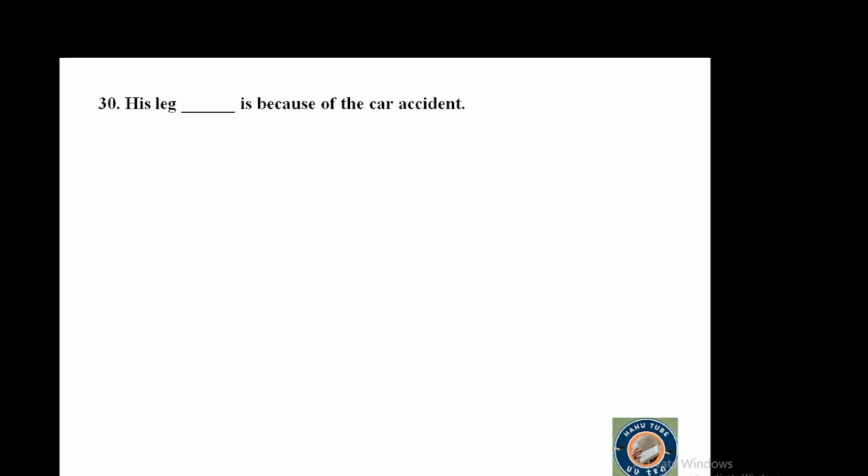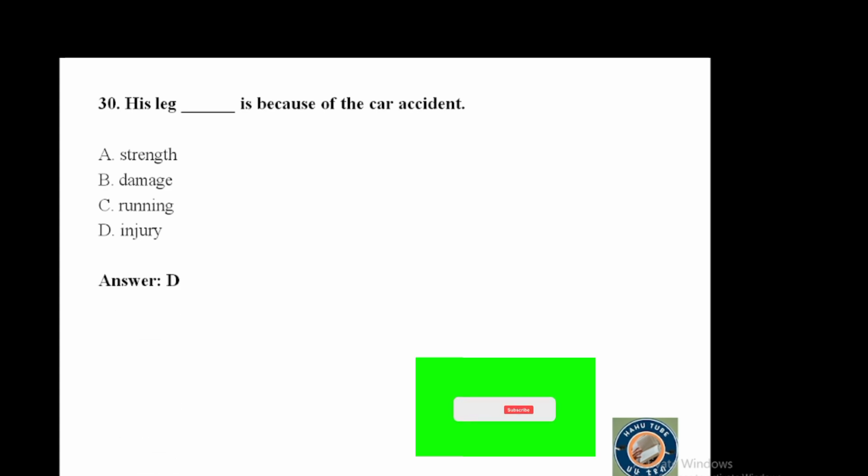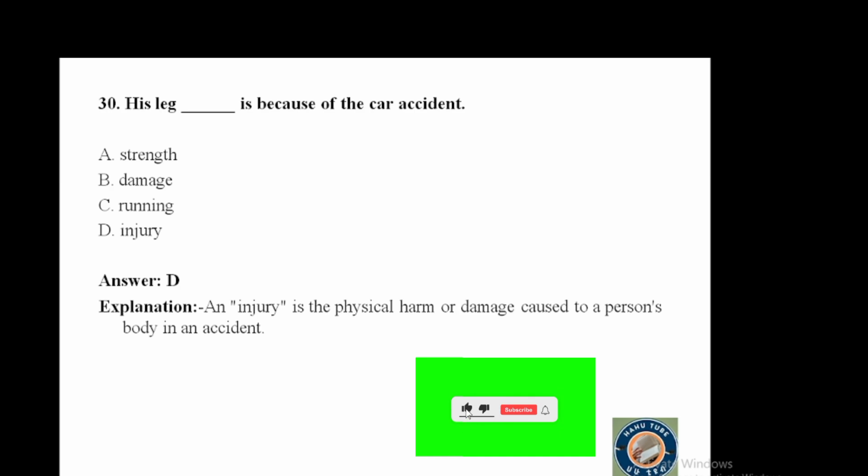Question number 30. His leg blank is because of the car accident. A. Strings. B. Damage. C. Running. D. Injury. The answer is injury. An injury is the physical harm or damage caused to a person's body in an accident. Hence, the complete sentence will be, his leg injury is because of the car accident.